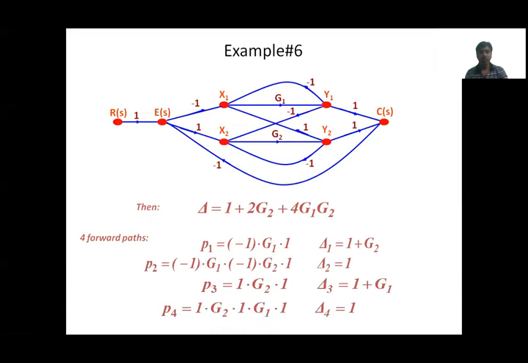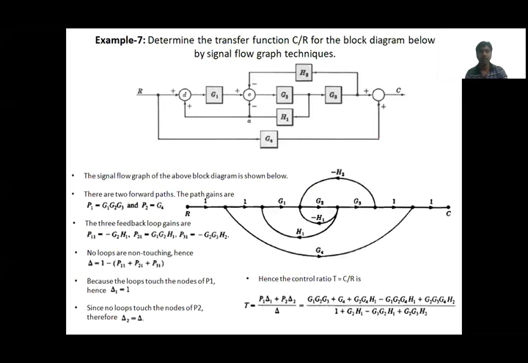Therefore, delta and forward path gains, delta 1, delta 2, delta 3. Since we have 4 forward paths here, please identify all forward paths, then calculate the deltas and substitute in Mason's gain formula.